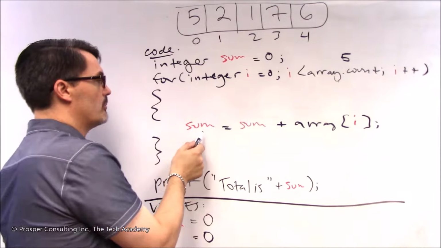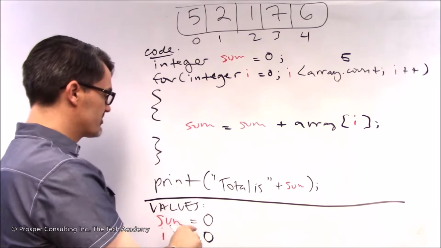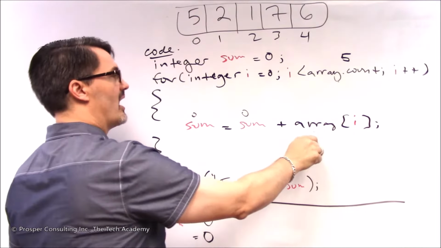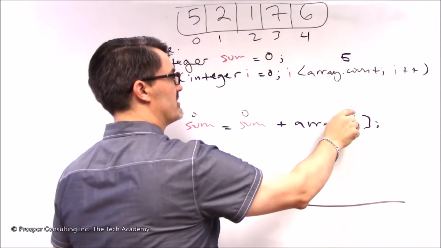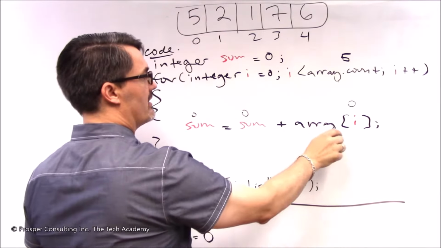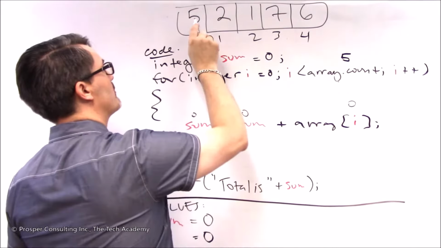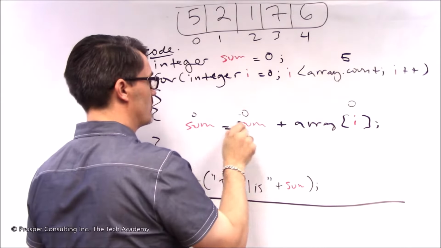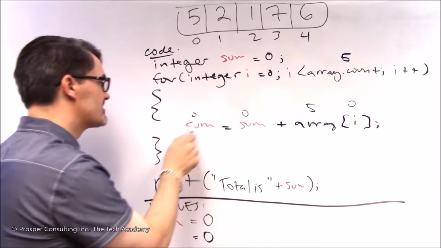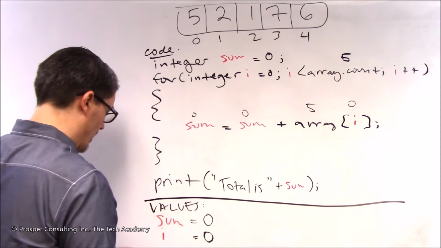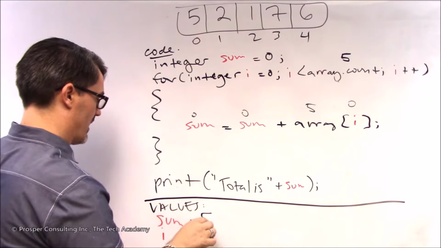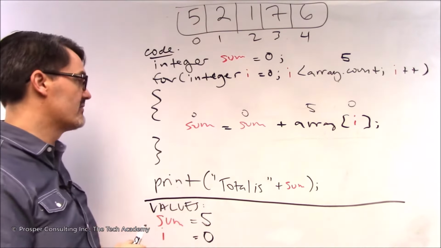Here, we're setting sum to a new value. We're saying the variable sum, which is currently equal to 0, is going to be equal to 0 plus the value of the item in the array at position I. I is equal to 0. What is the item in the array at position 0? It happens to have a value of 5. So sum equals 0 plus 5. Sum, as a variable, has now been given a new value of 5. So let's erase this down here. We have the variable sum with the value 5.